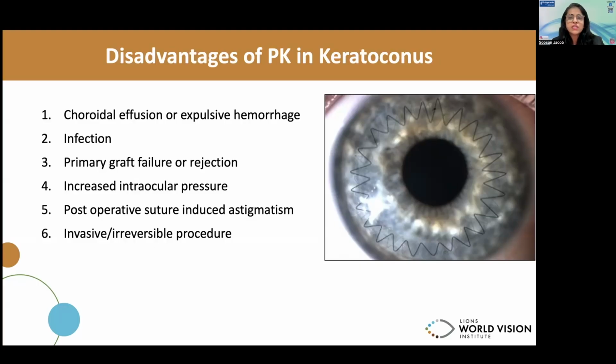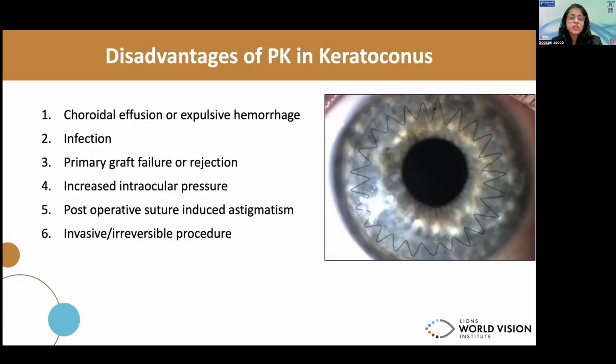Penetrating keratoplasty is still done sometimes in keratoconus, and it can have a lot of disadvantages, including sight-threatening complications such as choroidal effusion or expulsive hemorrhage, infection, and so on. And also the other big problem, of course, is primary graft failure or rejection, which can lead to loss of the graft and decreased vision.